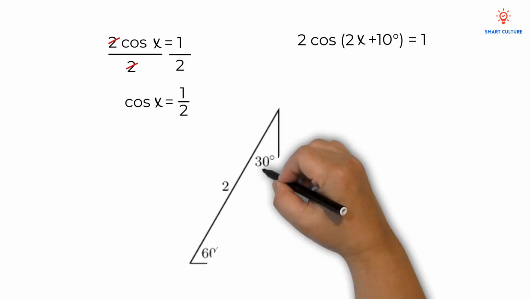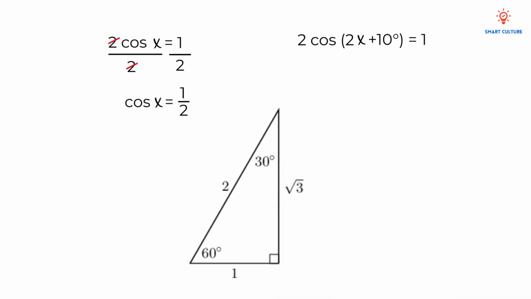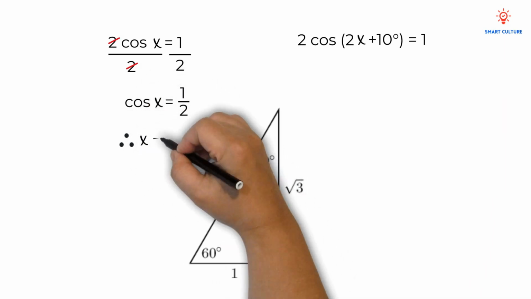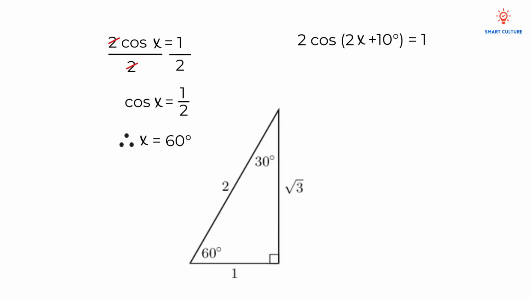Now you can use your special triangle, the 30, 60, 90 degree special triangle. Now consider the properties of this triangle. The side opposite the 30 degree angle is equal to 1. The hypotenuse is equal to 2, and the side opposite the 60 degree angle is equal to the square root of 3. Now remember, the cosine of theta is equal to the adjacent side divided by the hypotenuse. So for an angle of 60 degrees in this special triangle, the adjacent side is equal to 1 and the hypotenuse is equal to 2. So x in this case is equal to 60 degrees. Now let's move on to the next example question.